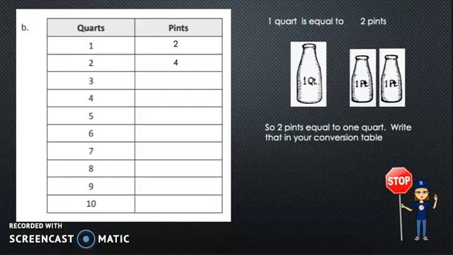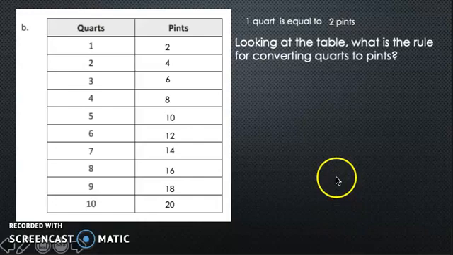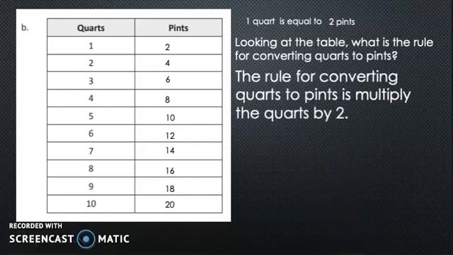Remember that if you need more time, pause if you need more time. All right, here we go. Be sure to check your conversion table with the one you see here. Now I want you to look at the table. Tell me what the rule is for converting quarts to pints. Yeah, that's correct. You multiply the quarts by 2. A quart holds 2 times as much as a pint.